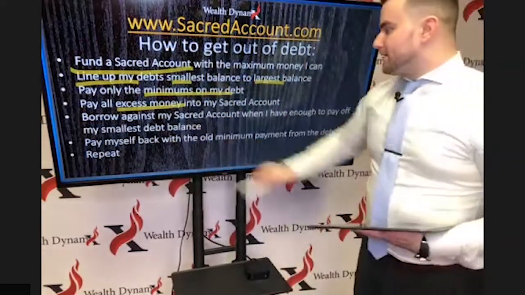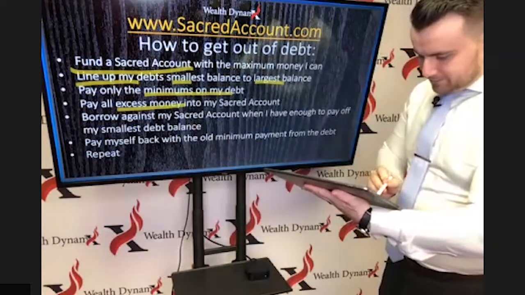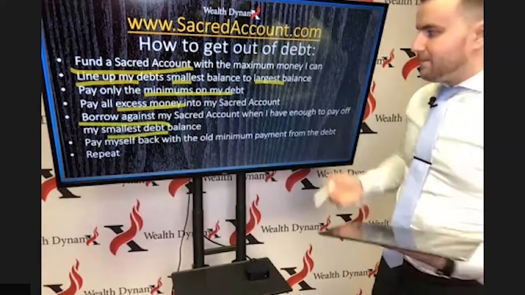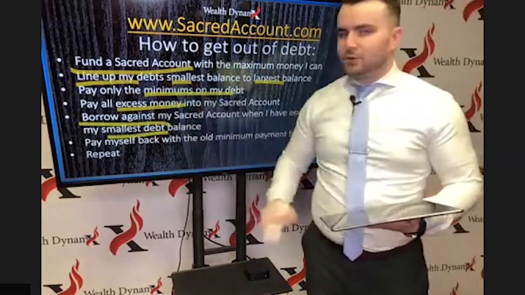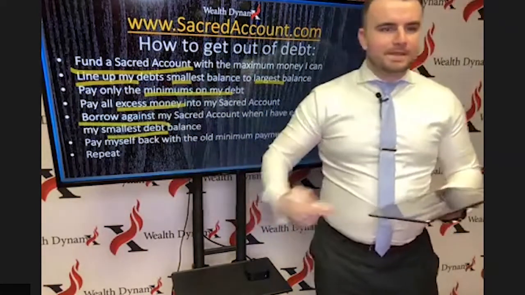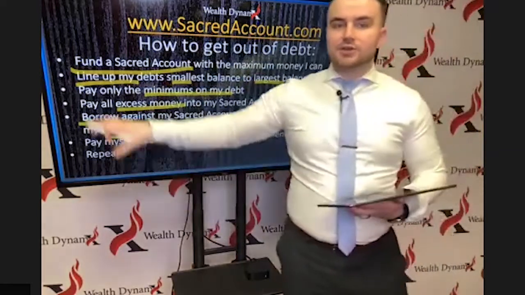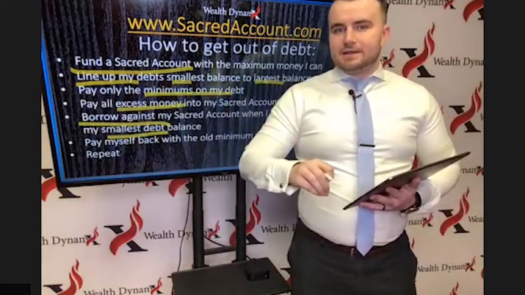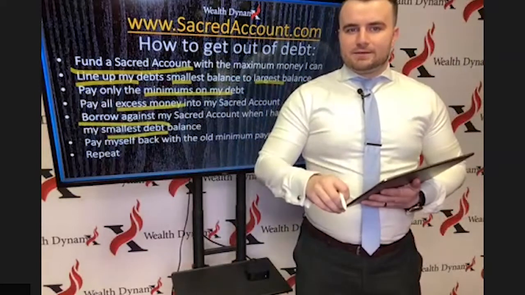So I'm going to borrow against the sacred account, like I mentioned, as soon as I have enough, and I'm going to pay off my smallest debt balance. That payment gets freed up. I pay myself back. The whole thing repeats. It's a continuous cycle. And I'm going to show you the math on this, but I want to point out, guys, my debt is only debt for me.